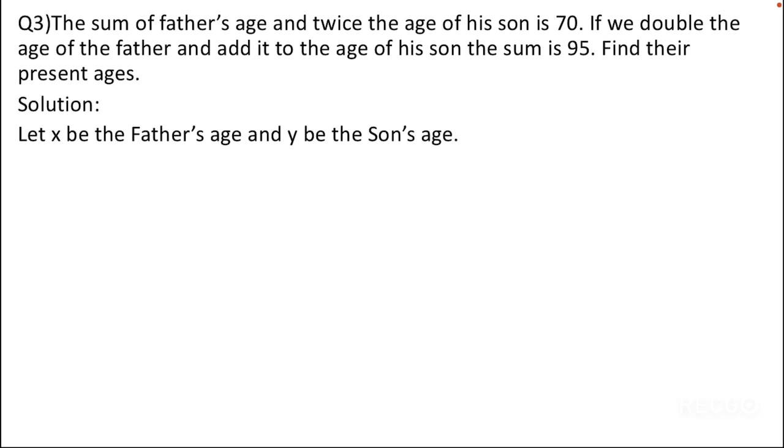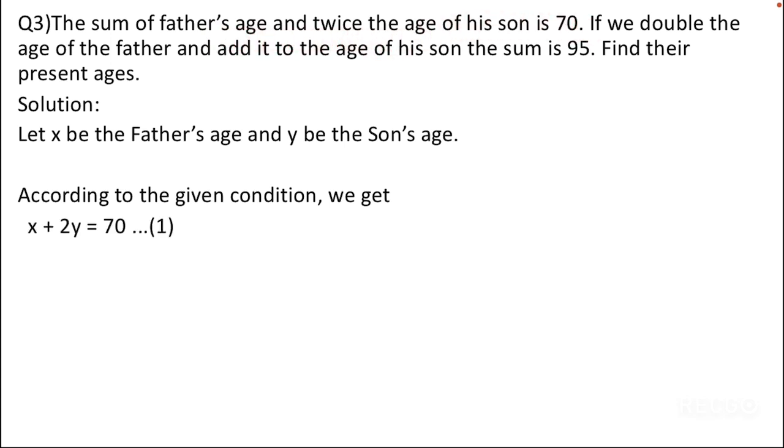Now we will see the first condition. The first condition says that the sum of father's age and twice the age of his son is 70. That means the coefficient of father's age, that is x, is 1, and twice the age of his son is 2 times age of his son, and age of his son is y. So we have 2y, and since it is a sum, we have x plus 2y is equal to 70. So you can see x plus 2y is equal to 70, which means that the sum of father's age and twice the age of his son is equal to 70. So this is our first equation.